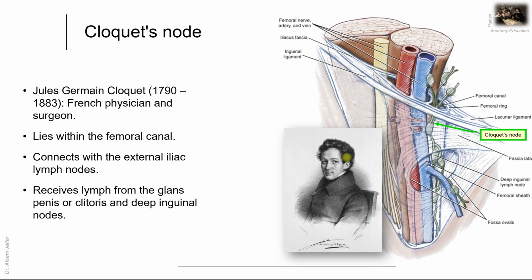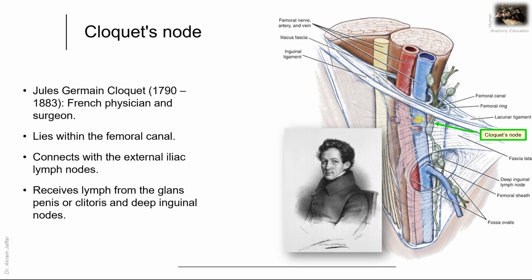One lymph node from the deep group of inguinal lymph nodes has a special name and clinical significance. It's called Cloquet node, referring to the French physician and surgeon of the 19th century. This lymph node is the most superior of the deep inguinal lymph nodes, in that it actually lies in the femoral canal. Here's the femoral canal that is located medial to the femoral vein, a weakness in the anterior abdominal wall.